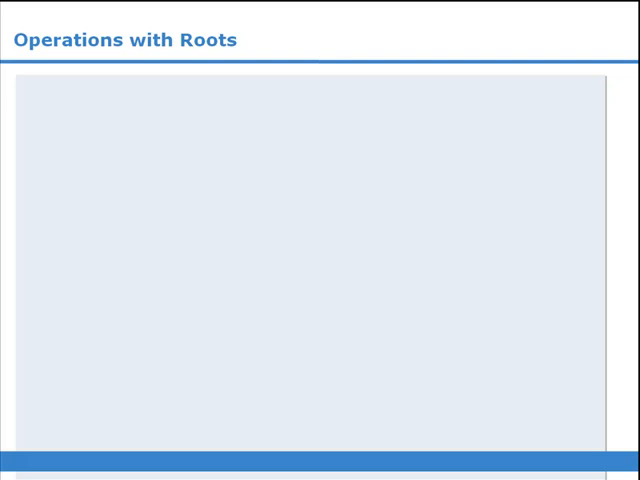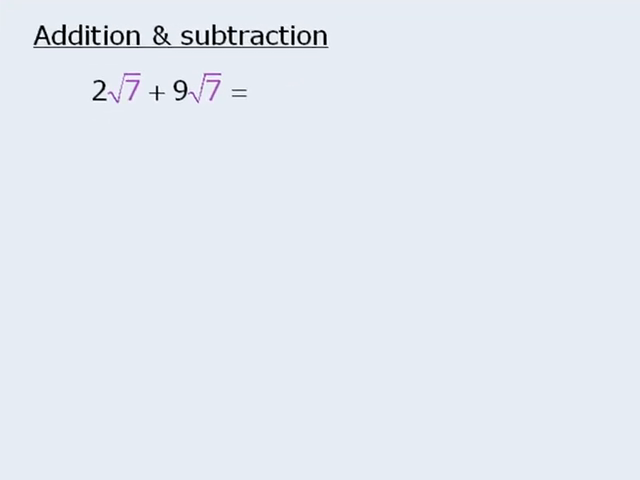In this lesson, we will learn how to perform basic operations on roots. Let's begin with addition and subtraction. Here we want to add 2 root 7 and 9 root 7. Well, if we have 2 root 7s and add 9 more root 7s, then the sum will be 11 root 7s.